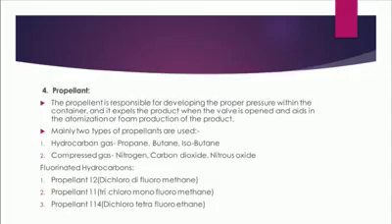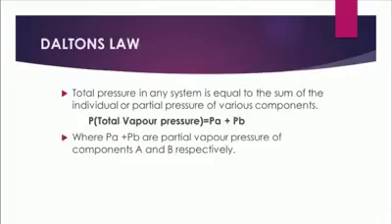Propellant. The propellant is responsible for developing the proper pressure within the container and it expels the product when the valve is opened and aids in the atomization or foam production of the product. It is mainly of two types, hydrocarbon gas, compressed gas. Examples of hydrocarbon gas are propane, butane, and isobutane, and compressed gas are nitrogen, carbon dioxide, nitrous oxide. Fluorinated hydrocarbons are of three types: propellant 12, propellant 11, and propellant 114.